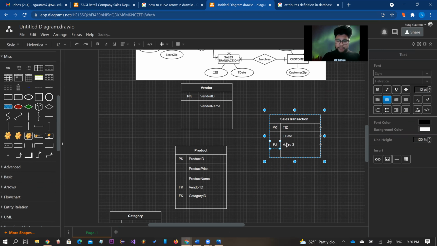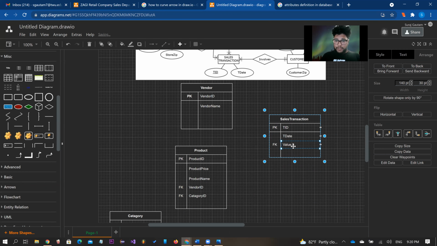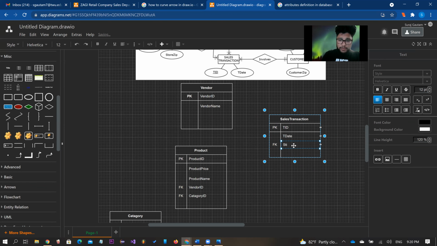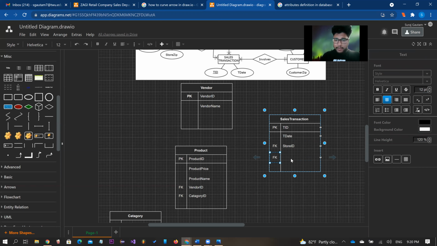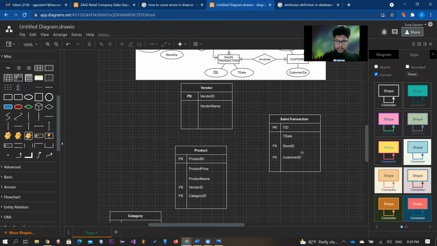So not only this, we have a foreign key associated with this, which is store ID. That basically means anyone can find a sales transaction: what time it was, what was the name of the transaction or the item, what store it sold from, and who bought it. So that's done on this part as well.